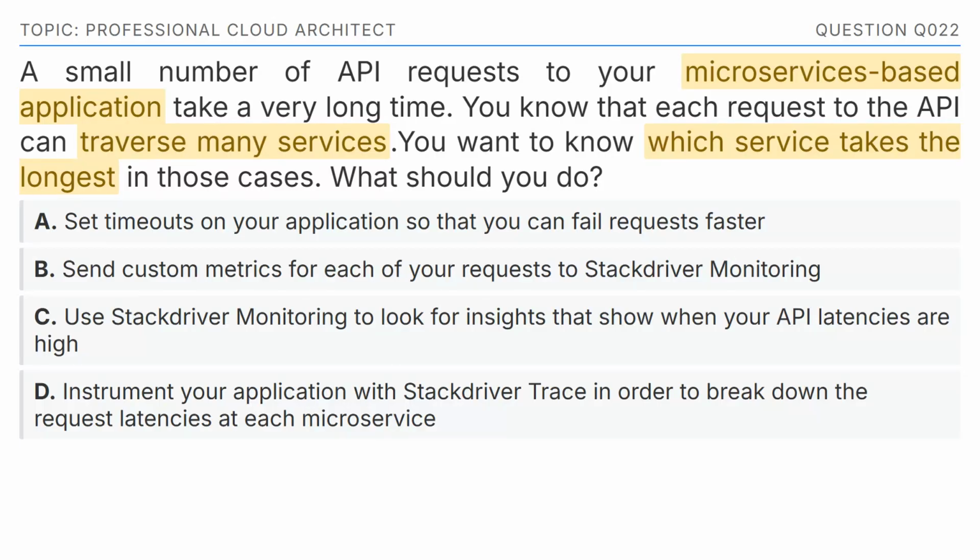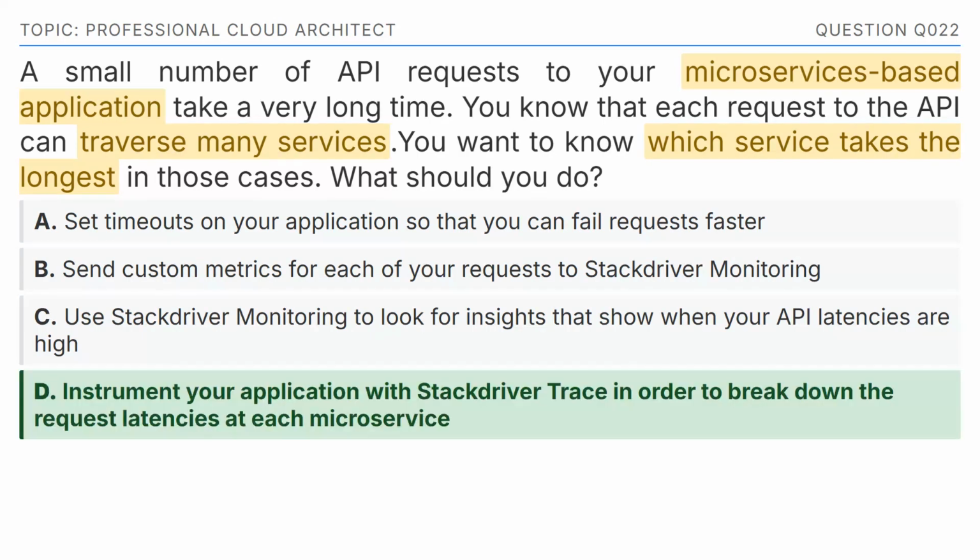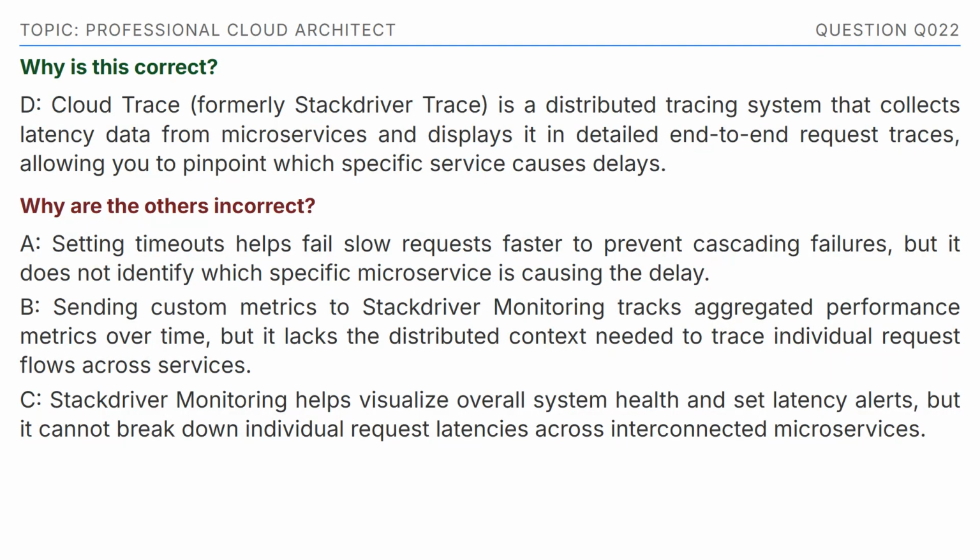To arrive at the correct answer, we focus on the keywords: microservices-based application, traverse many services, which service takes the longest. The correct answer is option D. Instrument your application with Stackdriver Trace in order to break down the request latencies at each microservice. Why is this correct? D.